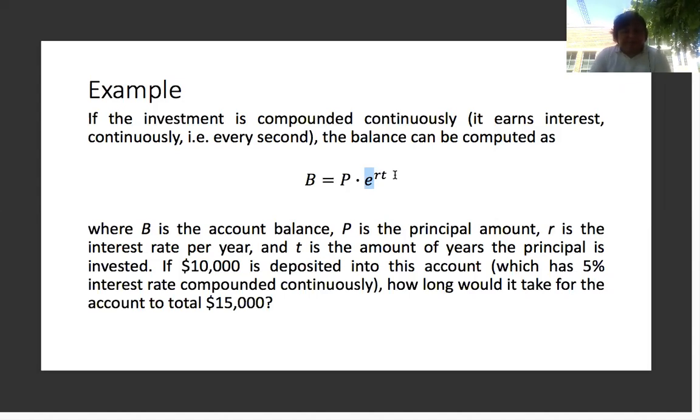I think the problem is very similar in the sense that it has the same principle. It has the same annual interest, but compounded continuously, right? So there's a different percentage of interest earned for every second, and it should total to about $15,000. So how long would it take?